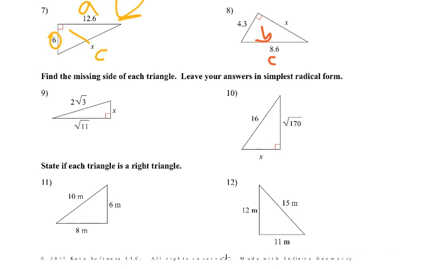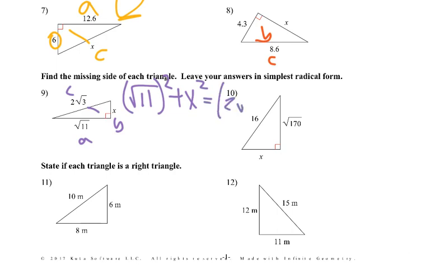Alright, so moving on, we've got 9 and 10. Now, the difference between these ones is they have their radicals, okay? And they're not easy numbers. And usually when you see it like this, they actually want to keep them as radicals. They don't want to turn them into decimals, okay? But we set it up the same way. Hypotenuse is this one. So I'd go a and b. So square root of 11 squared plus x squared would equal 2 square roots of 3 squared, okay?